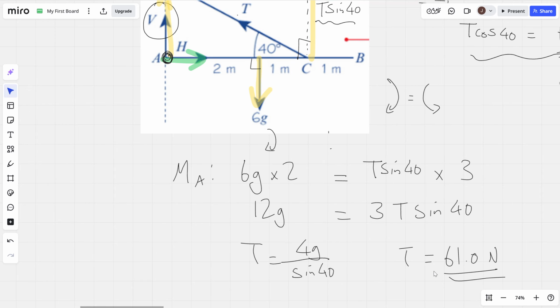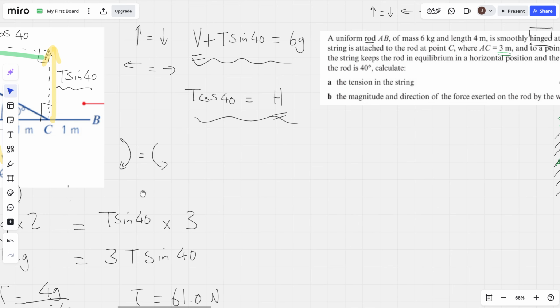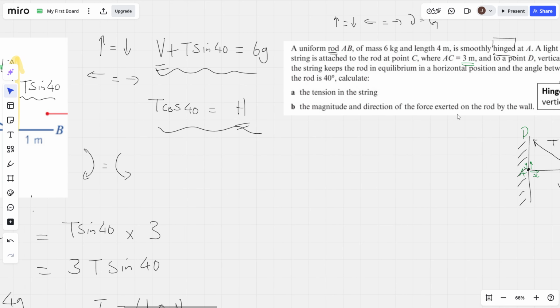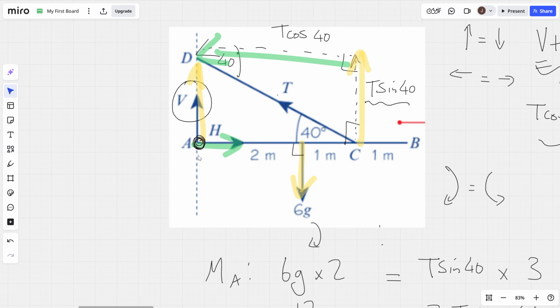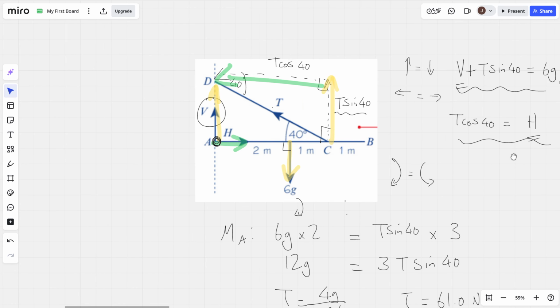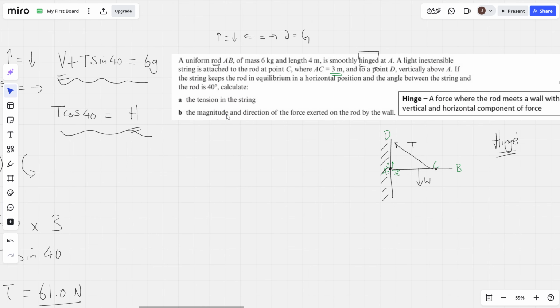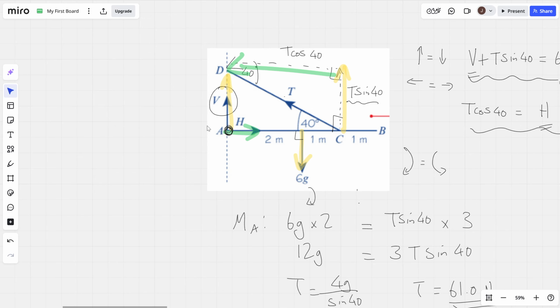So similar themes as we've done so far, resolving, vertical, horizontal, but also moments involved. What we're going to do next, the magnitude and direction of the force exerted on the rod. So what's being done to the rod by the wall? Well, really it's talking about the hinge. That's what that's doing. It's a little bit confusing, but it's really saying what's going on at V and H. It wants the magnitude, so that's like Pythagoras, the size of the forces, and direction, well, that's because there's 2 of them, so you can make a triangle of them together.